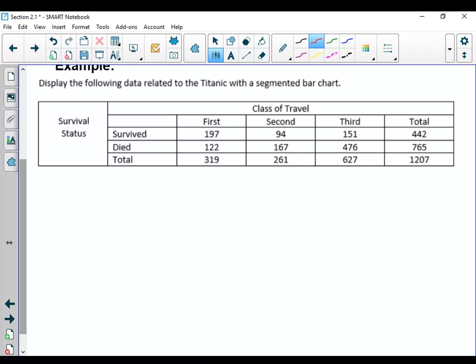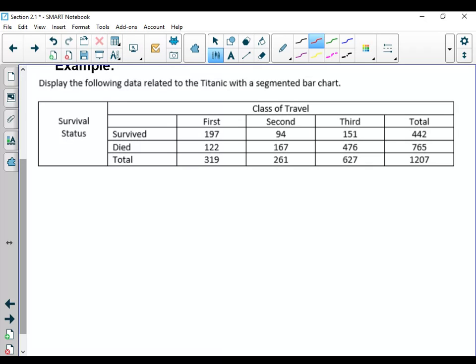They looked at two variables. On the Titanic, they looked at what class of travel: did they travel first class, second class, or third class? And then the second thing they looked at was the number of people who survived and the number of people who did not. So the two variables were both categorical: class of travel and survival status.